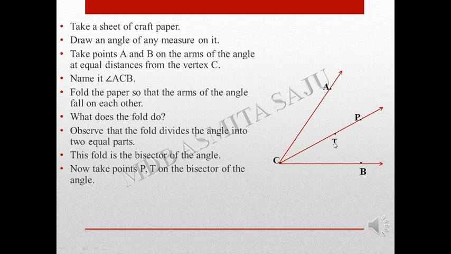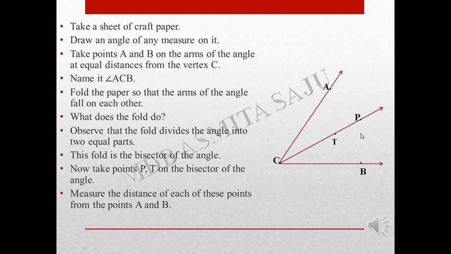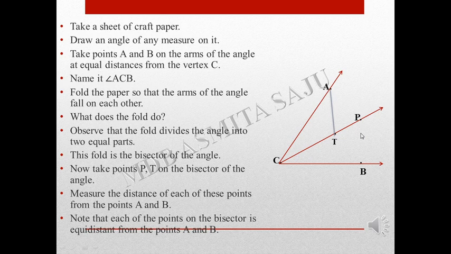Now take points P and T on the bisector. Just now you got a fold. On that fold, mark two more points, point P and point T. Measure the distance of each of these points from A and B. You have to measure the distance AT, distance TB, distance AP, and distance PB. Measure all these distances.